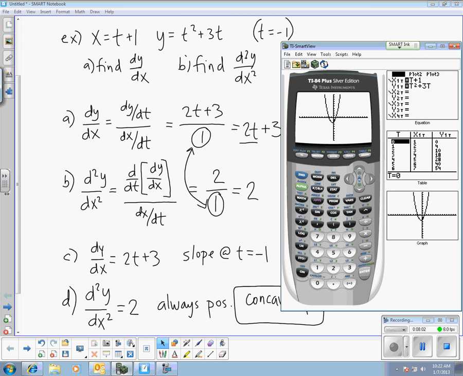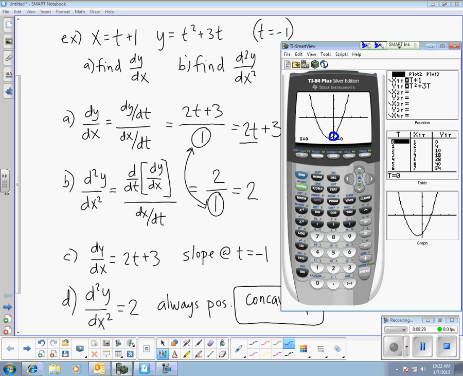All right, so there's our graph. When t is negative 1, our x would be 0, and our y would be, let me zoom in a little bit. This point right here is the point created when t is 1.